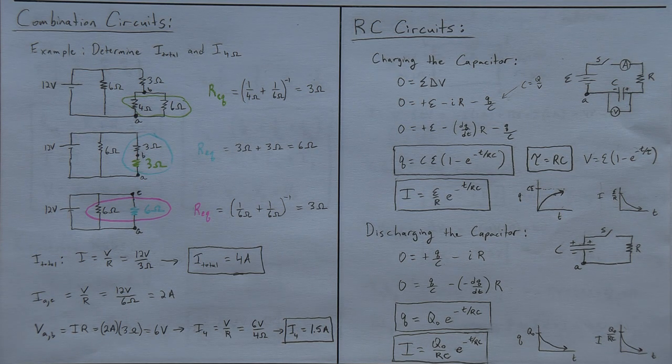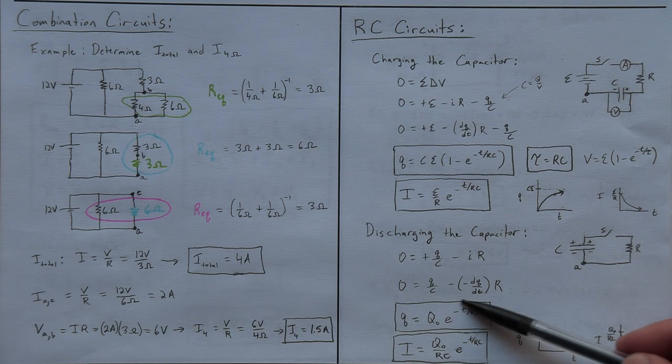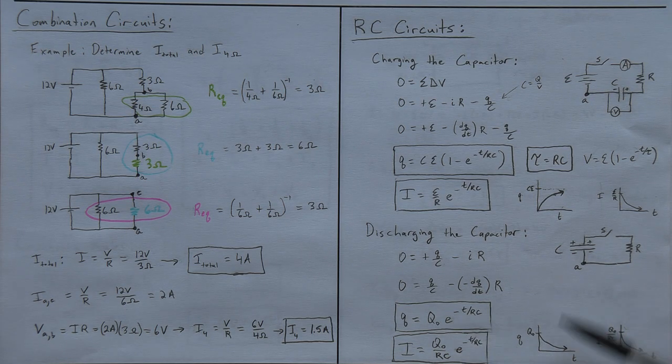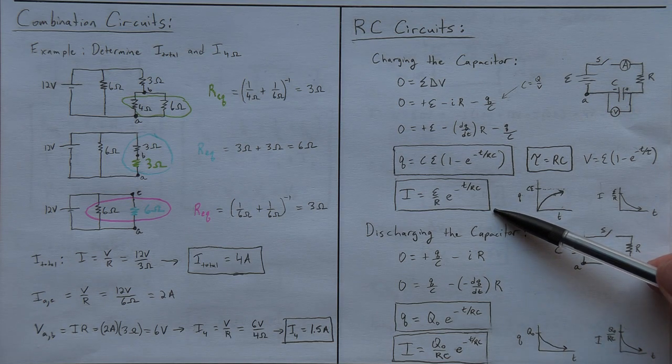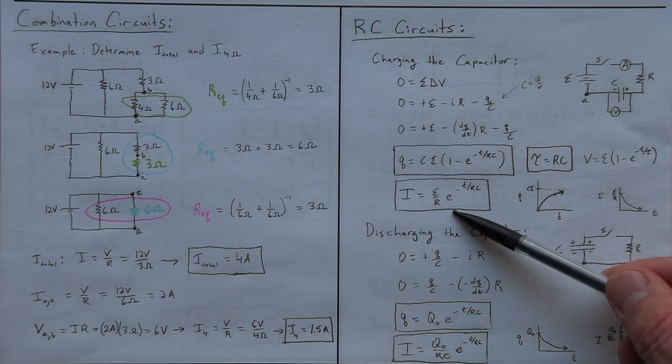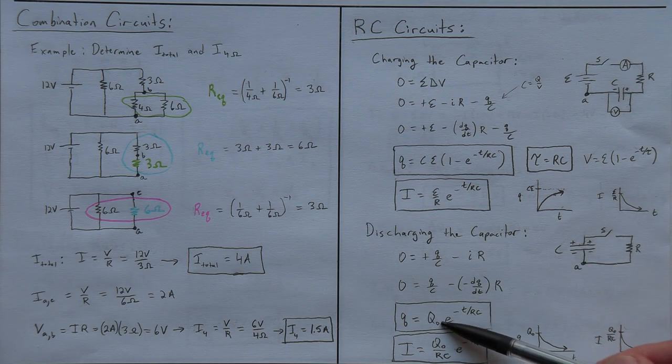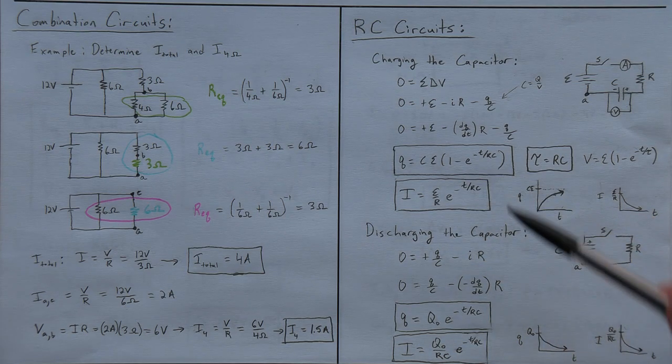A way to remember these is just remember the e to the minus t over RC is in all the formulas. Discharging, the charge obviously decays, and so does the current. Charging, the current decays also. So it's just original times the exponential in all cases.